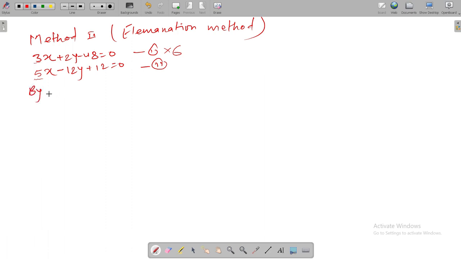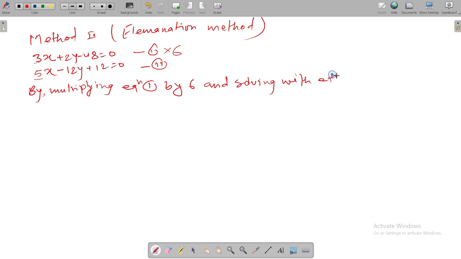Here, multiplying equation 1 by 6 and solving with equation 2, we get: now we are going to multiply the first equation by 6, then 6 into 3, 18x, plus as it is 6 into 2, 12y, minus 48 into 6, 288, is equal to 0.